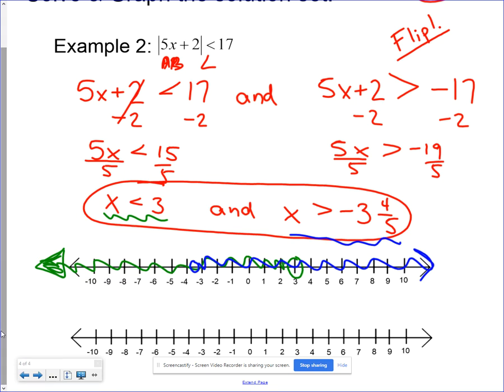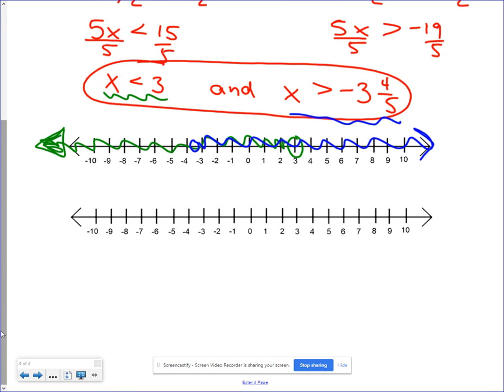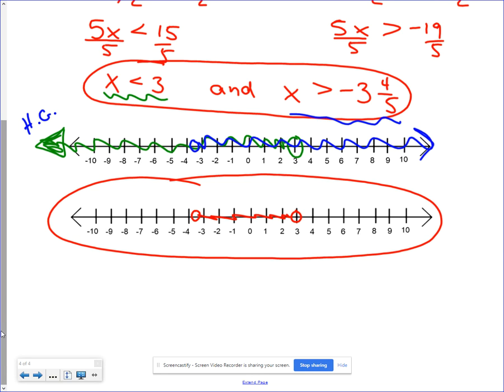So my solution, my final graph, this right here is like a helping graph. It's not your final answer, so don't leave your answer like that. The final graph would be all the solutions between negative 3 and 4/5 and 3, shaded in the middle. So there's your final solution for that absolute value inequality above.